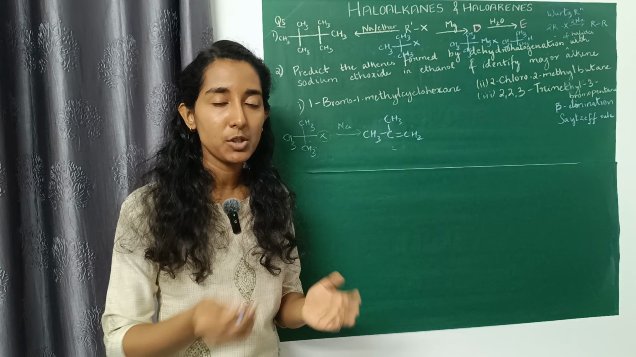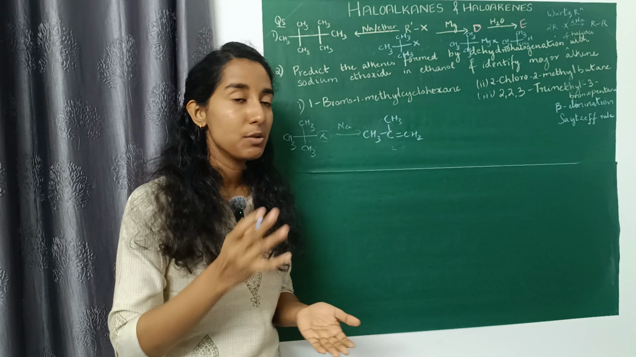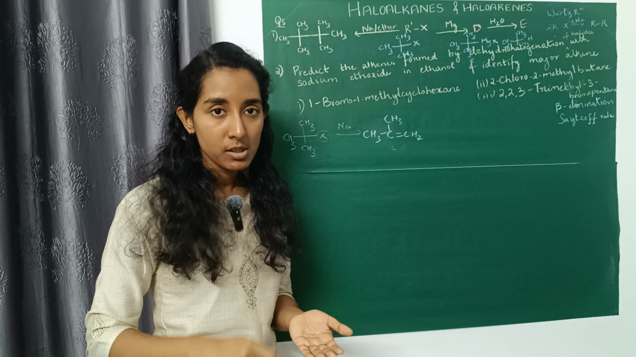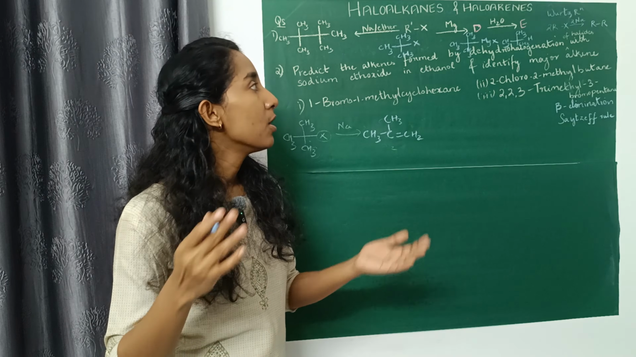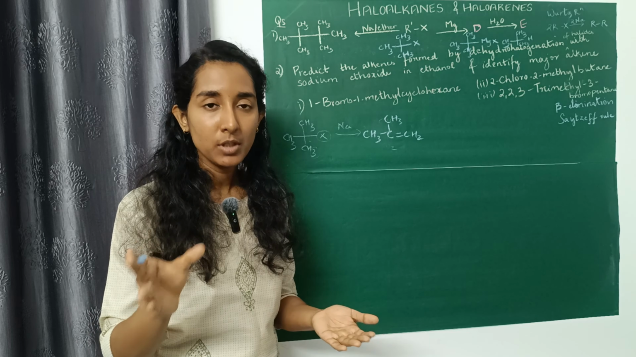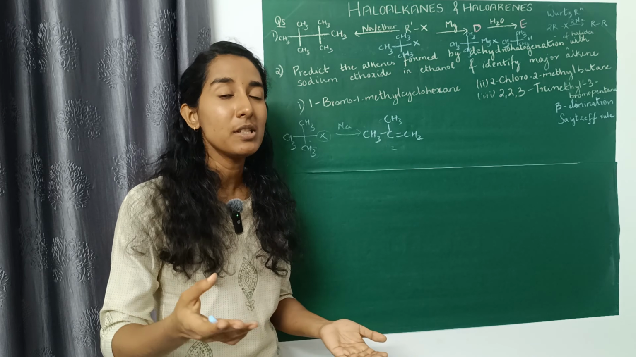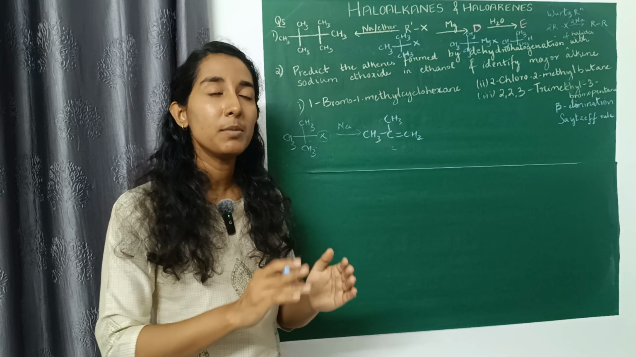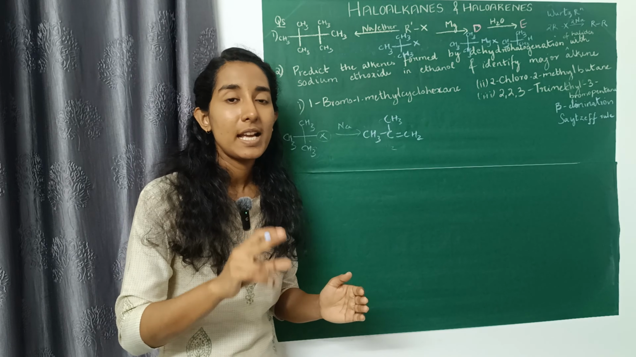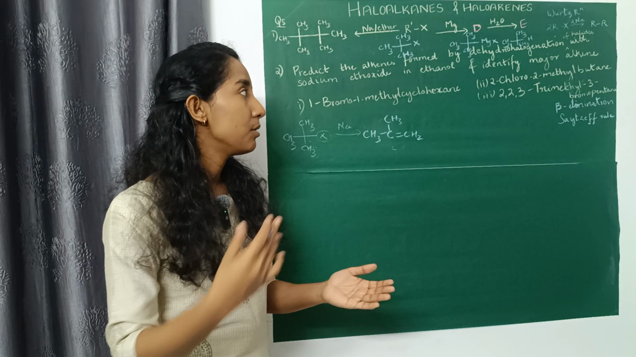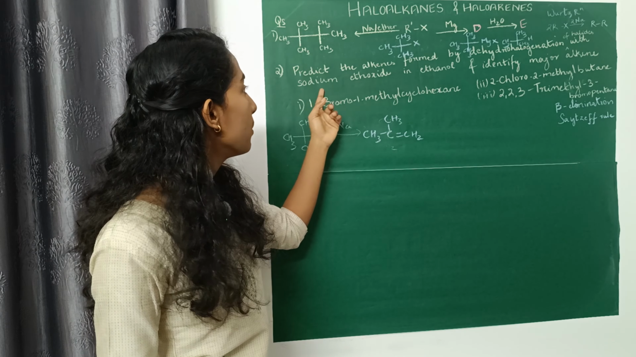So predict the alkenes formed by dehydrohalogenation. What is dehydrohalogenation? De means removal. Hydro meaning hydrogen is removed. Halogenation, you know halogen. So when it is dehydrohalogenation, it is basically removal of hydrogen and halide. So there will be removal of HX, okay. So that is dehydrohalogenation of halides with sodium ethoxide.